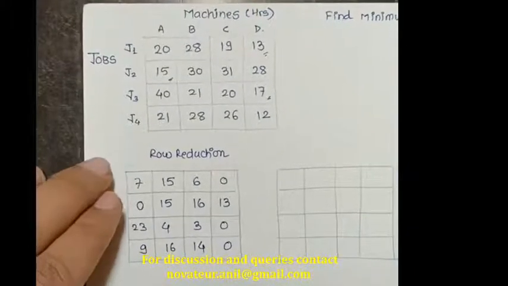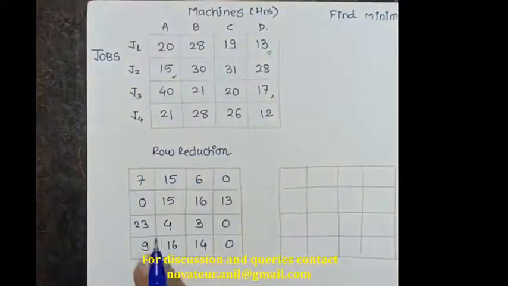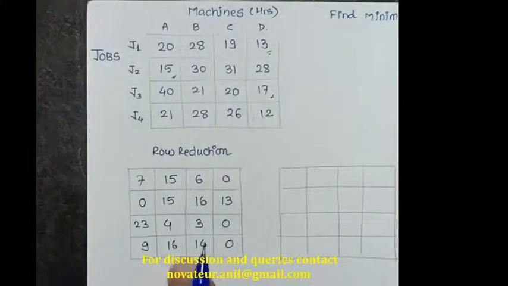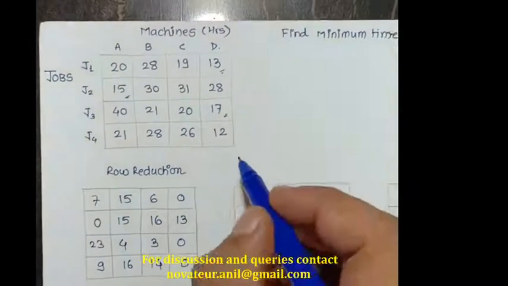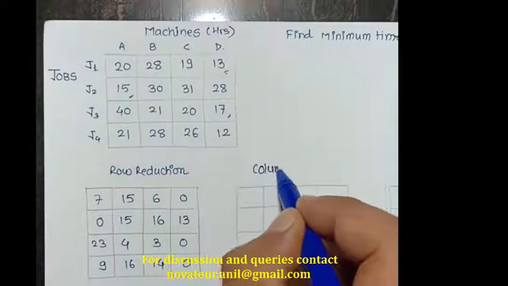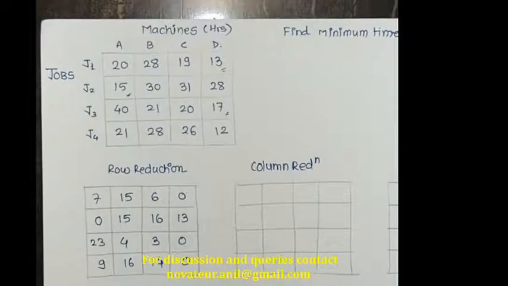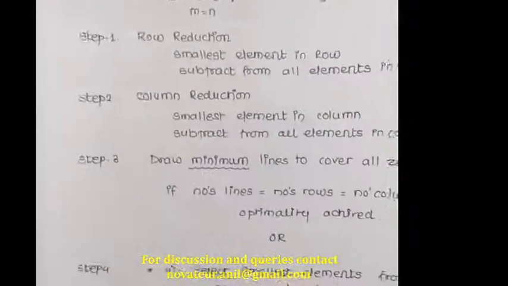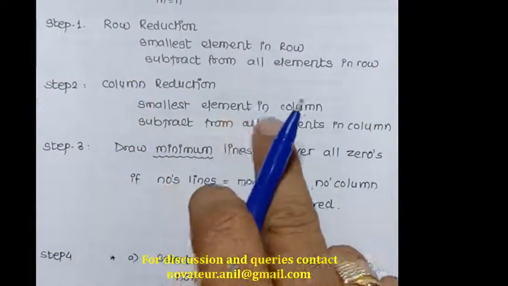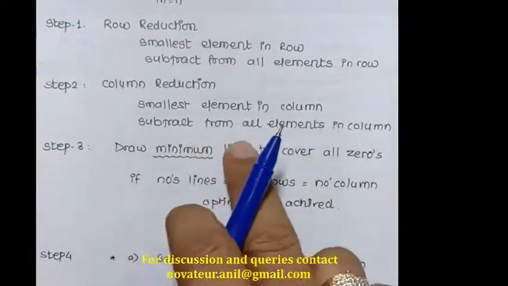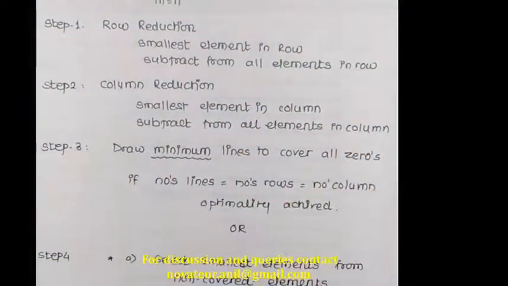After my row reduction is done, I will check column-wise whether I got at least one 0 in each of the columns. Here in this case, there are no zeros in column number 2 and column number 3. So I have to undergo column reduction. For column reduction, the process is the same: we identify the smallest element in the column and subtract it from all the elements in that respective column.